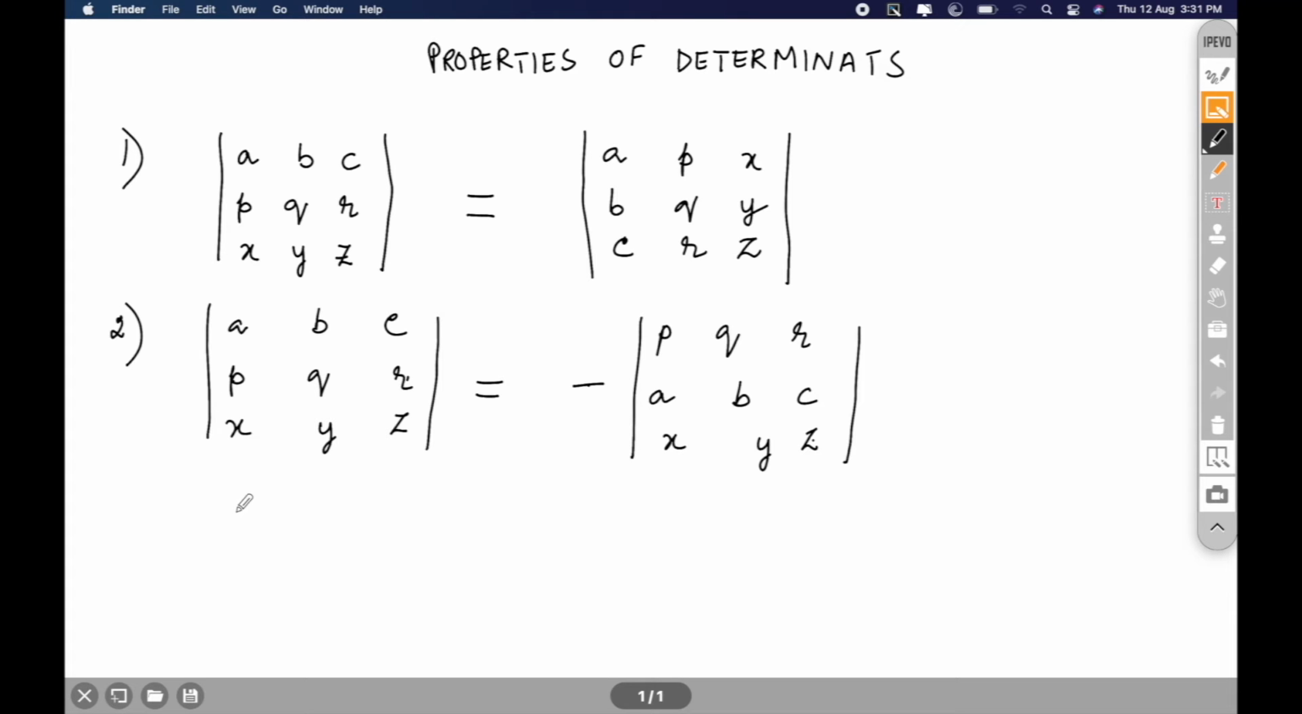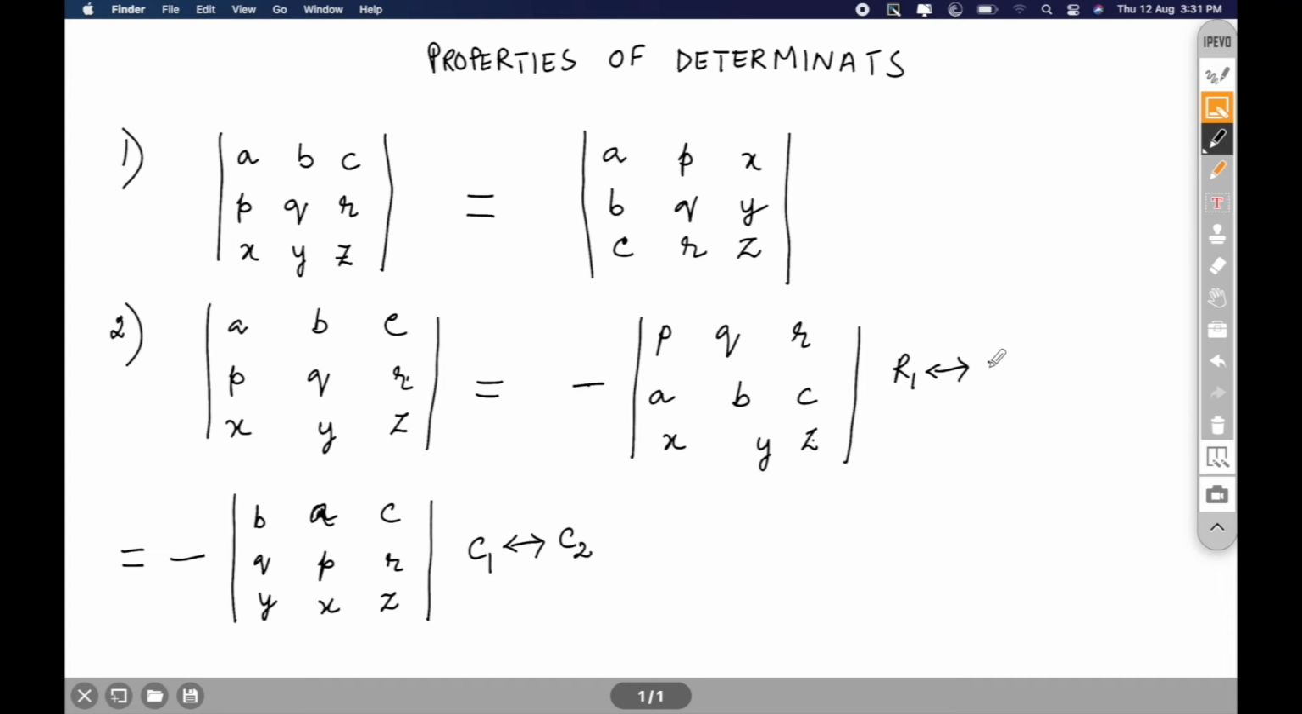So here if I interchange column 1 with column 2, then B, Q, Y comes here, A, P, X goes to the second column. Third column remains unaltered, right? So from this step, can I come to this step using equal sign? If I put an equal sign, I have to put a minus sign, because in this case column 1 and column 2 has been interchanged, whereas in this case row 1 and row 2 has been interchanged. So this was property 2.